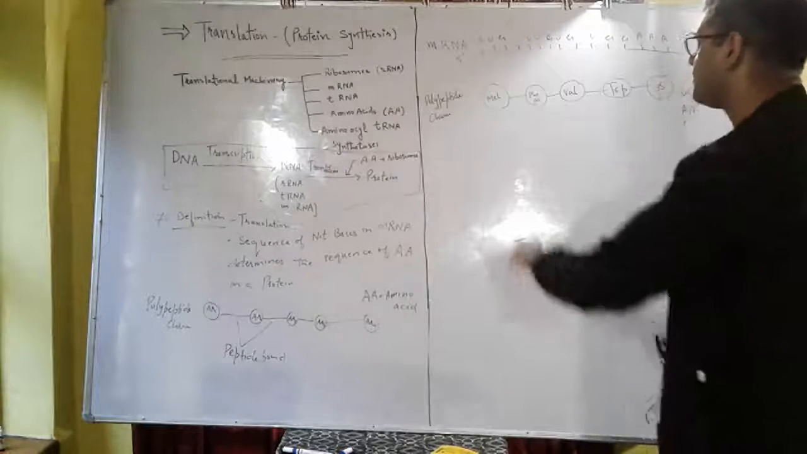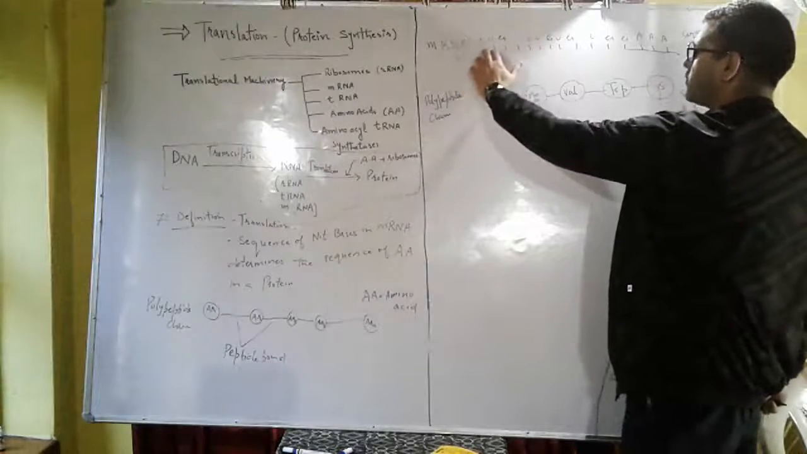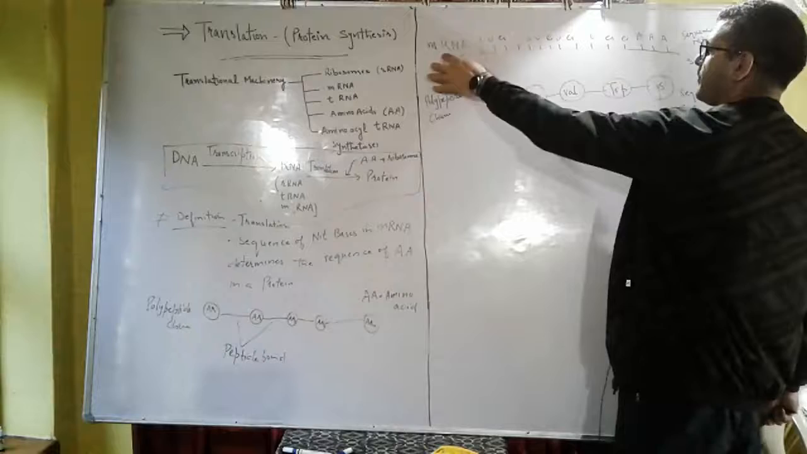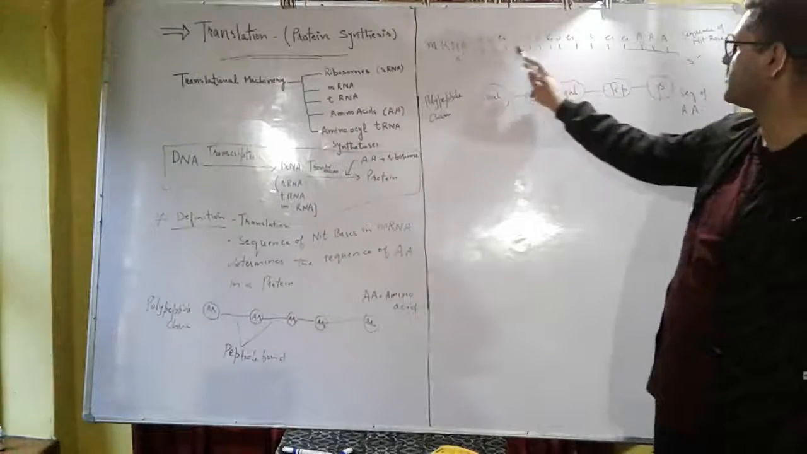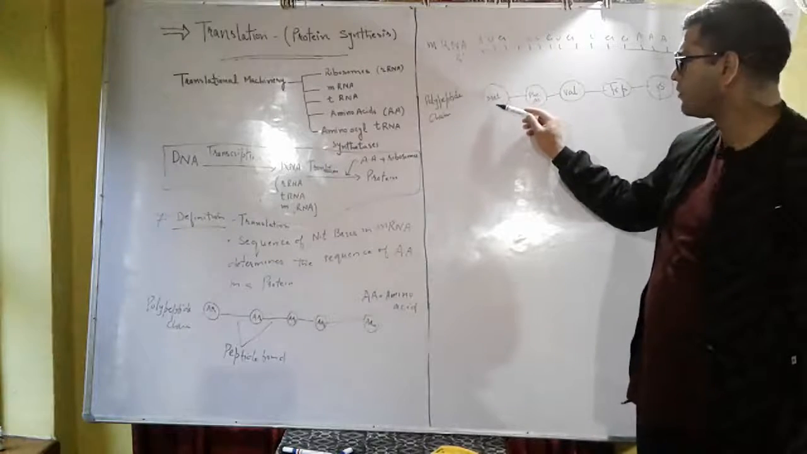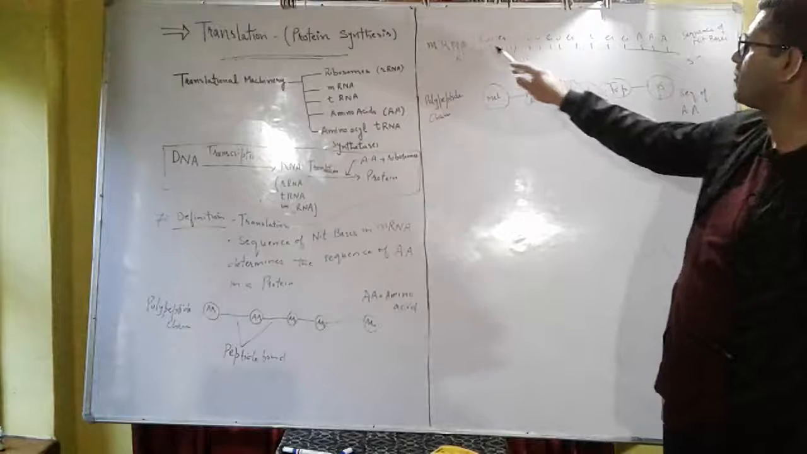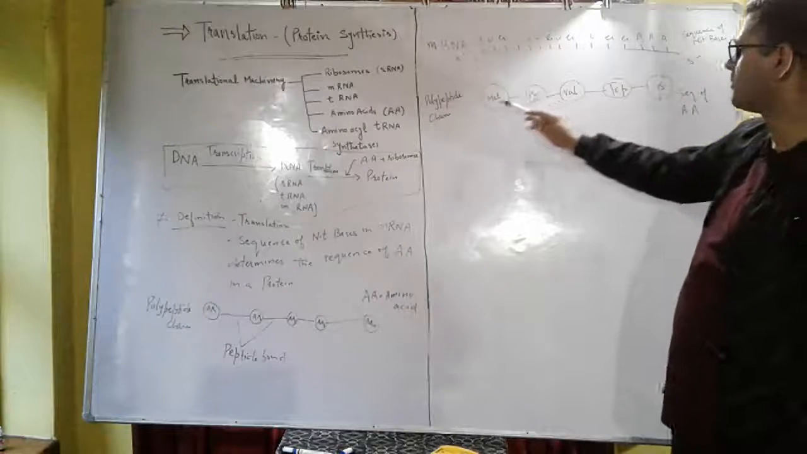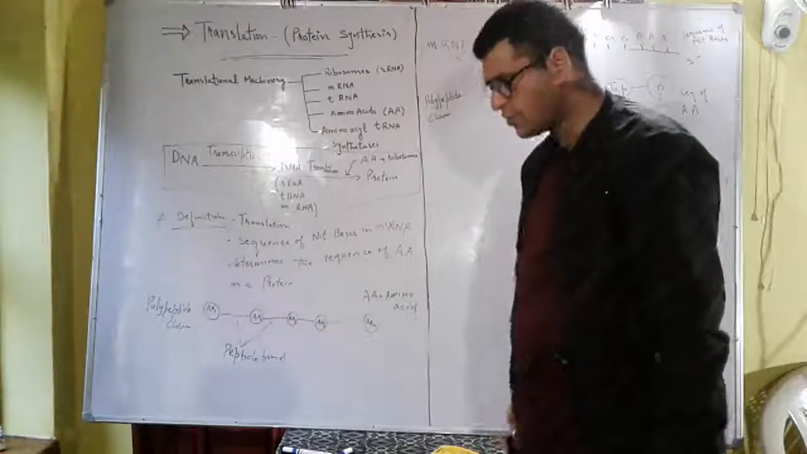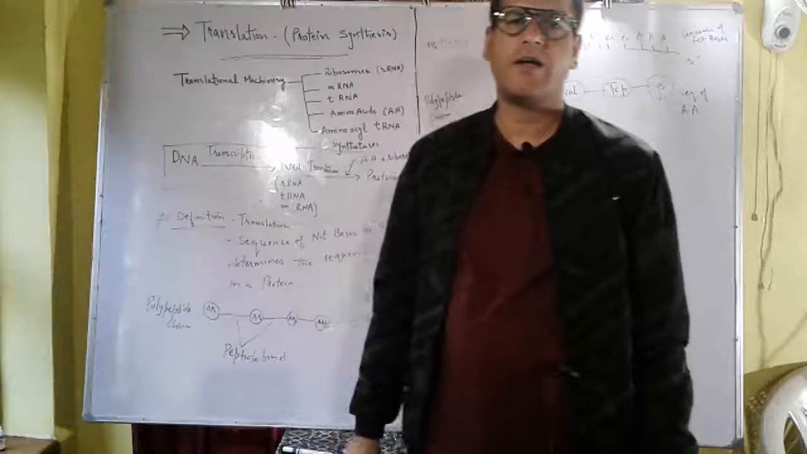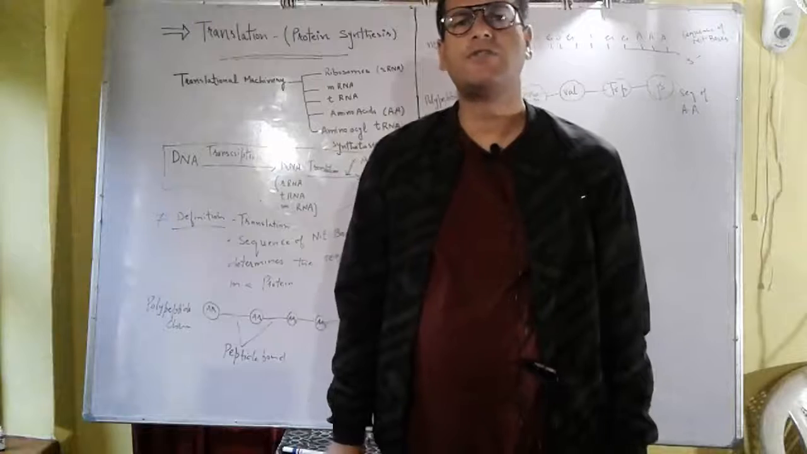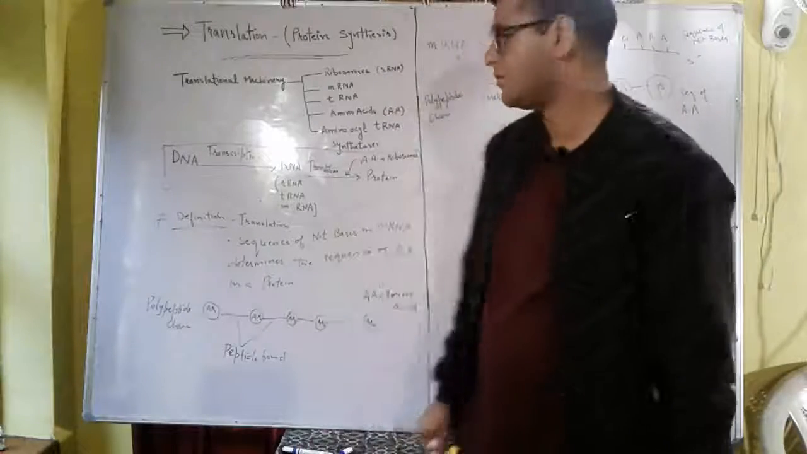So how can we define translation? The sequence of nitrogen bases in mRNA determines the sequence of amino acids in a protein. This is what is known as translation. Translation simply means protein synthesis, and it can be defined as the sequence of nitrogen bases in mRNA which determines the sequence of amino acids in a protein.